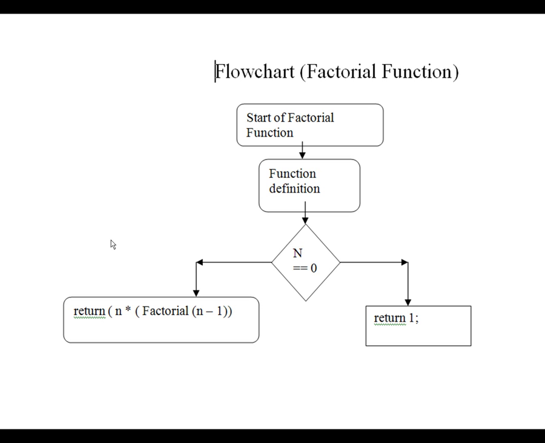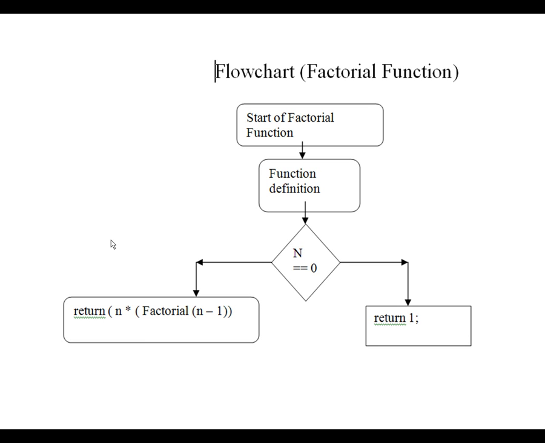Here is your factorial function flowchart. When you come to the factorial function, you have the function definition. First thing you do is checking to see is n 0. If n is 0, you want to return a 1, and that's the end of the function. However, if n is not 0, anything other than 0, you're going to return n multiplied by factorial of n minus 1.